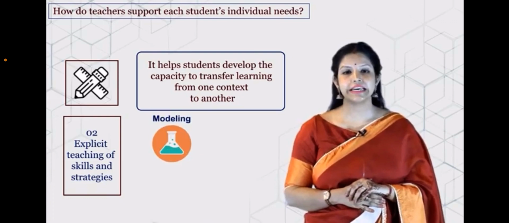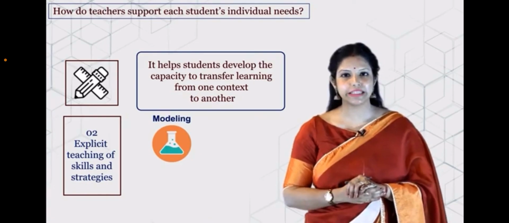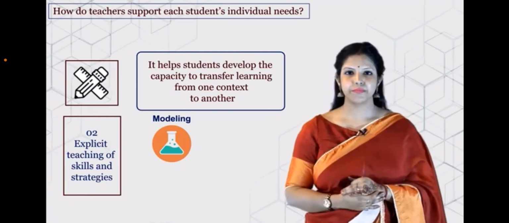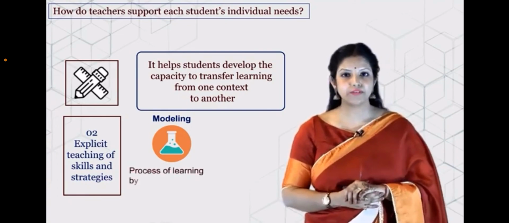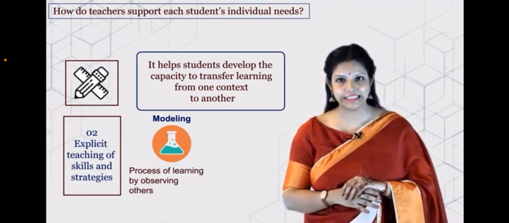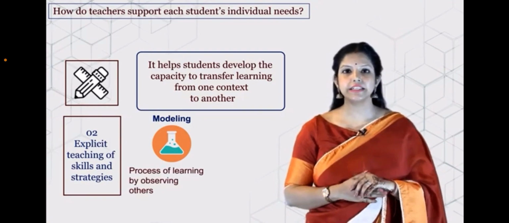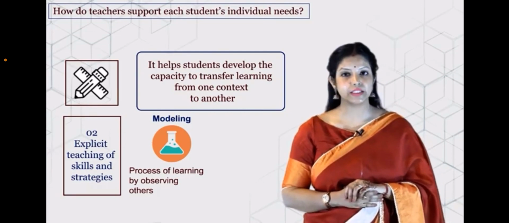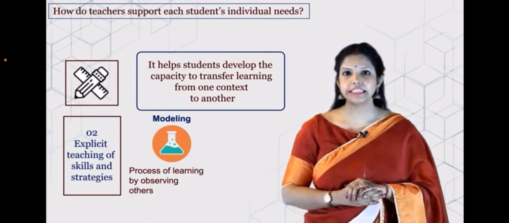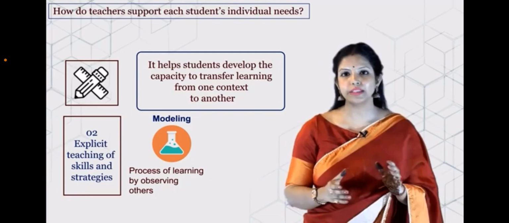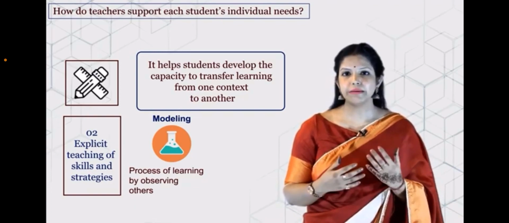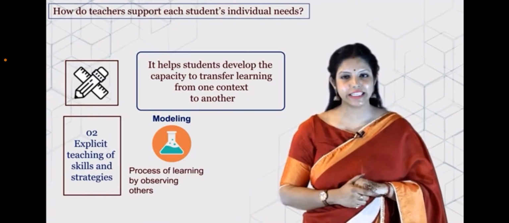Modeling and thinking aloud are 2 good methods of teaching skills and strategies to the students. Modeling is a process of learning by observing others. In this, a teacher demonstrates a desired skill or behavior and describes the actions and decisions being made throughout the process. The student is motivated to imitate the actions of the teacher.